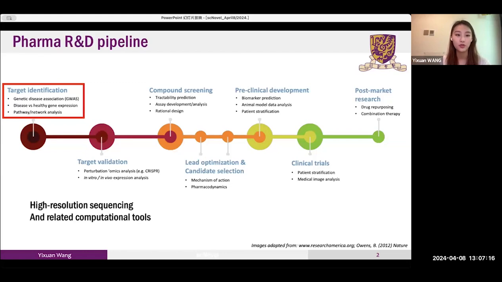This first step, target identification in the drug discovery process, is highly imperative to select the key targets relevant to a disease state and identify their ability to be modulated by a drug, thus hoping to increase the probability of success in the further clinical trials and drug discovery process. In this step, many high-resolution sequencing techniques, for example single-cell RNA sequencing, and related computational tools have sprung up.